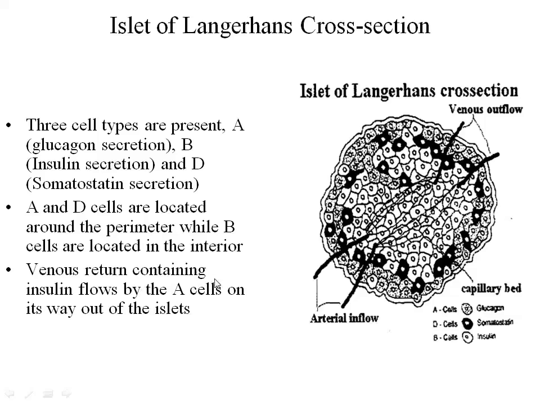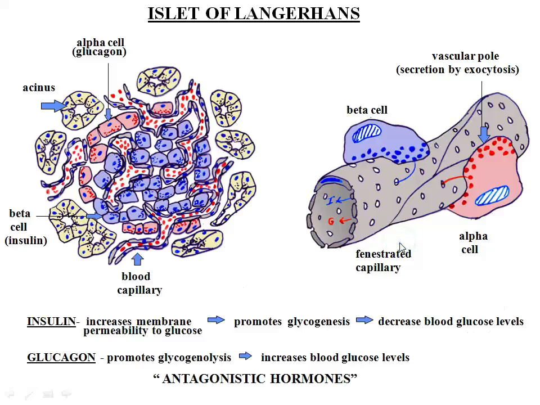Venous return containing insulin flows by the A cells, alpha cells, on its way out of the islet. Now, this is the arterial blood flow which goes inside and is sprayed over the islet of Langerhans, forming the capillary bed, and again they unite and produce the venous flow. So through this capillary portion, there is an exchange of hormones.